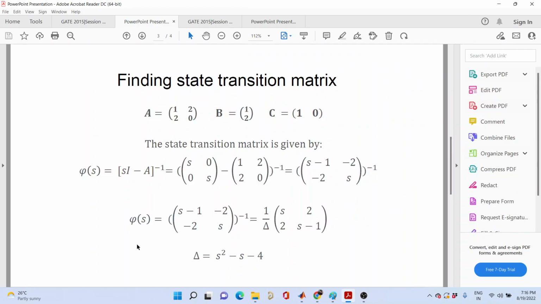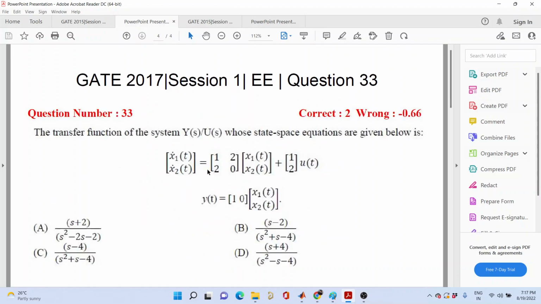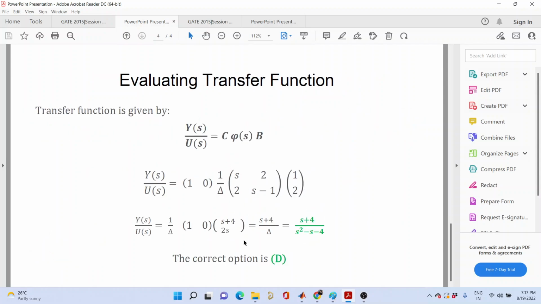Okay. So this is how you find the state transition matrix. After you have found the state transition matrix, the transfer function can be given by C into phi(S) into B. The C matrix I have already shown you. Having found the C matrix, you can do this operation and you will find the answer is D. So Ramatula has found the correct answer. It was D.